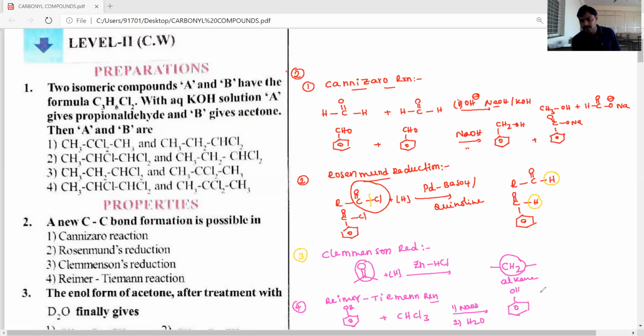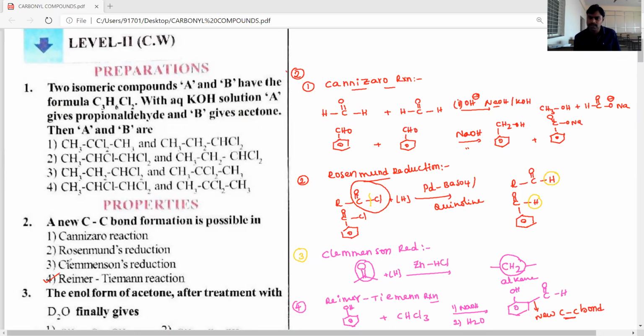The OH group stays as it is at the ortho position, and the C=O H group is formed. So a new carbon-carbon bond is formed. This is a new C-C bond. So your answer is the Reimer-Tiemann reaction.